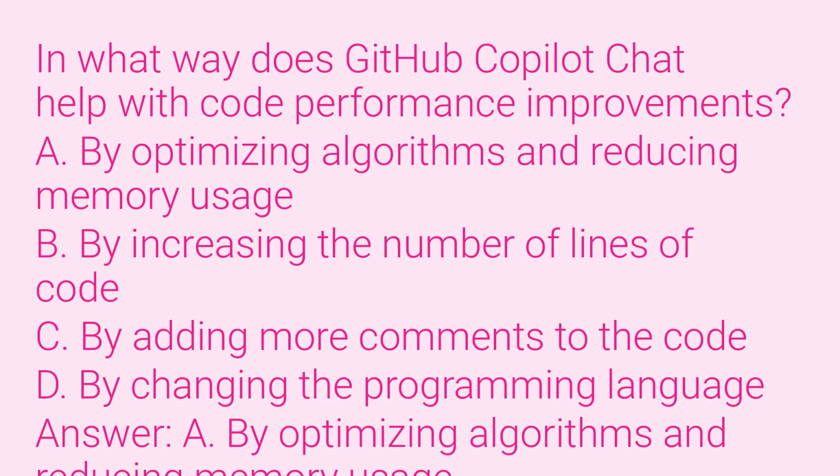In what way does GitHub Copilot Chat help with code performance improvements? A. By optimizing algorithms and reducing memory usage. B. By increasing the number of lines of code. C. By adding more comments to the code. D. By changing the programming language. Answer. A. By optimizing algorithms and reducing memory usage.